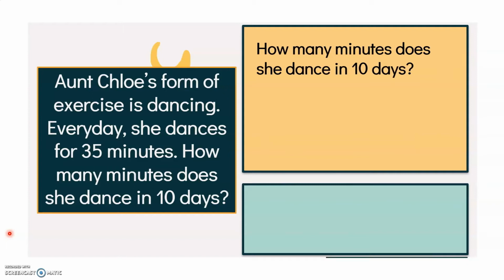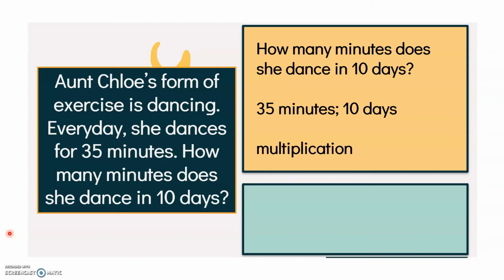How about the given data? Okay, 35 minutes and 10 days. So, based on the question and given data, what operation are we going to use? Very good. It is multiplication. So, the equation that we'll have will be 35 times 10 is equal to n.